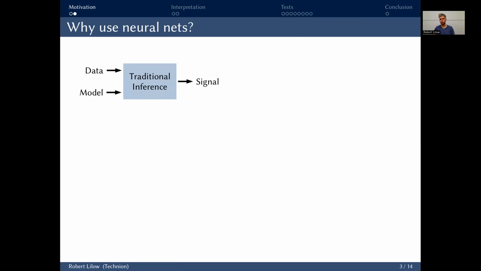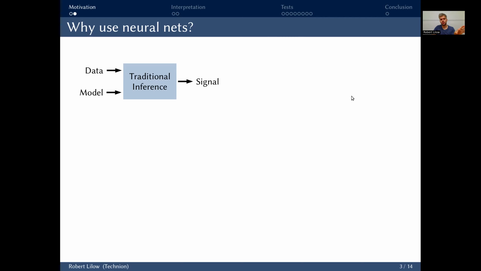Why would I want to use a neural net for that? Let me start with a big picture description of traditional inference methods. There you have two ingredients essentially. You have the data that you observe, galaxy number counts, and you have some model, for example your prior, your likelihood, etc. You put these together, and from those you compute some statistical estimate, some mean or some maximum likelihood, to give you a reconstruction of the signal.